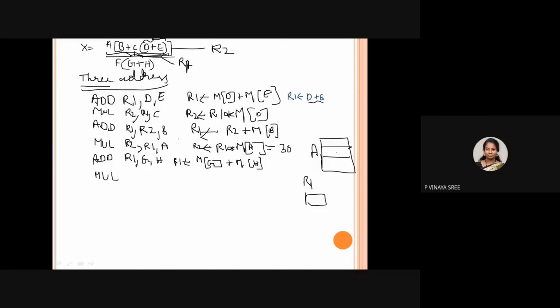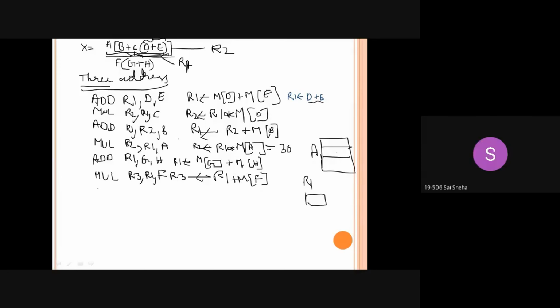Should I use R2? No, because in R2 we have the numerator result. Now which register do I have to take? R3. R3 comma R1 comma F. That means in R3 we are storing R1 plus M of F.